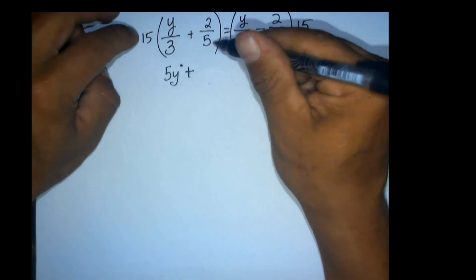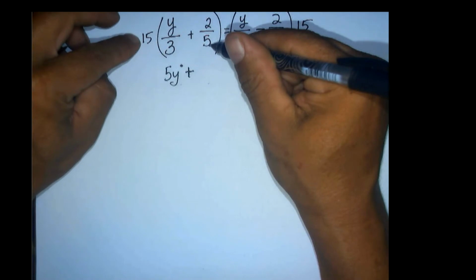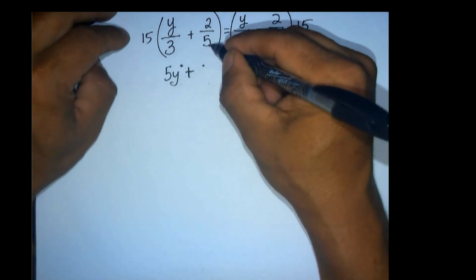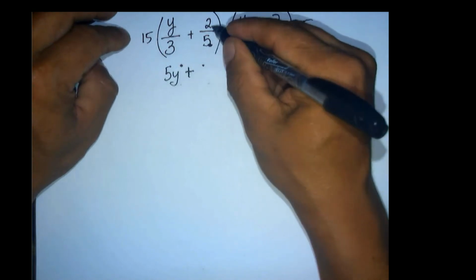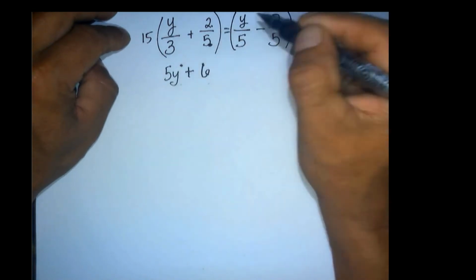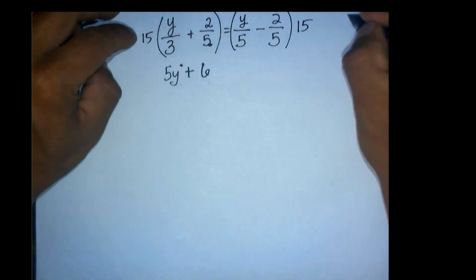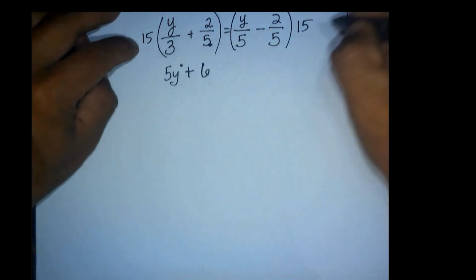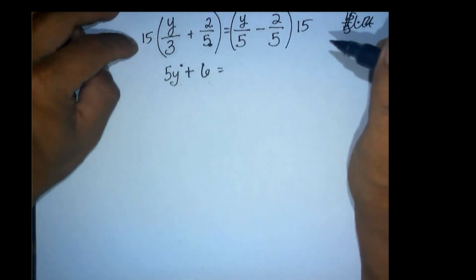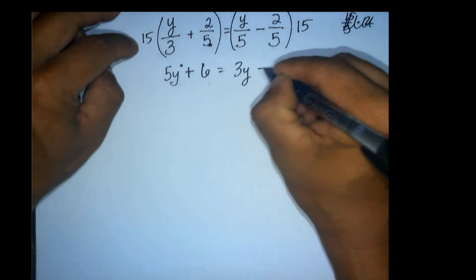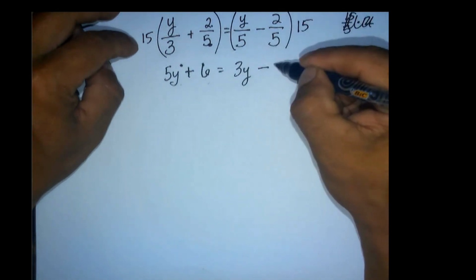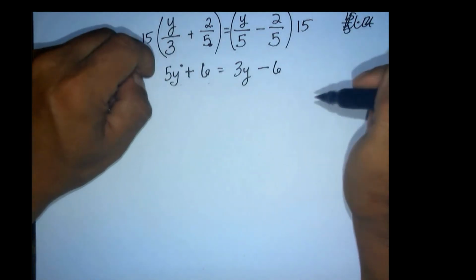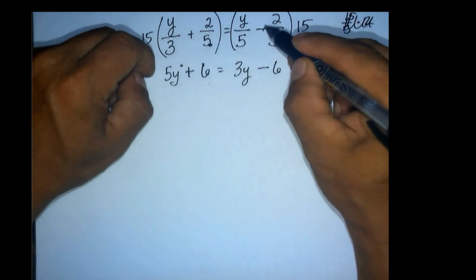Plus, 15 divided by 5 is 3, and 3 times 2 is 6. Remember, you multiply the numerator, so it's going to be 15 divided by 5 times 2. The next one is 3y. It's the same fraction, so you're going to get the same number. Is it negative? Minus negative 6? Yeah, it's negative.